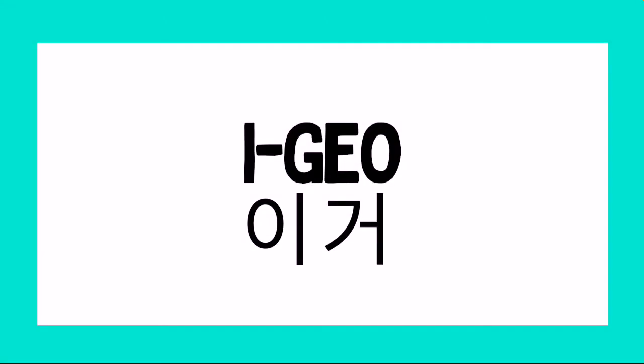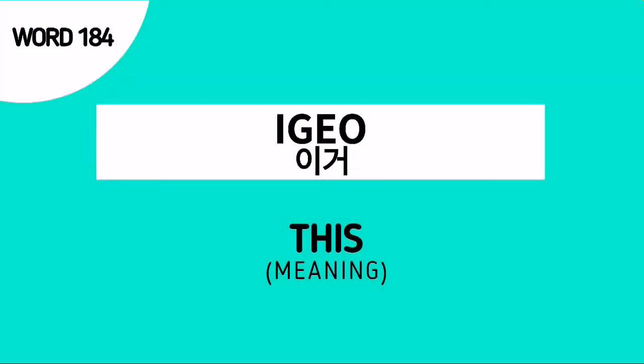Igo. This is pronounced as a two-syllable word. The first syllable is I, the second syllable is go. Pronounce it with me. Igo. The meaning of the word igo is this. So, this is used to indicate that you are talking about an object that is near to you.